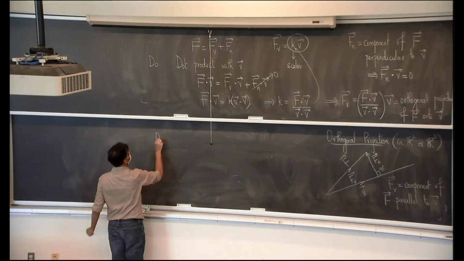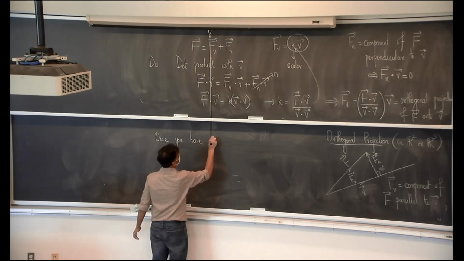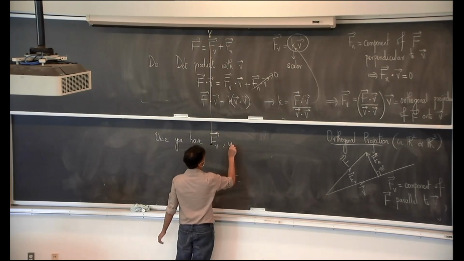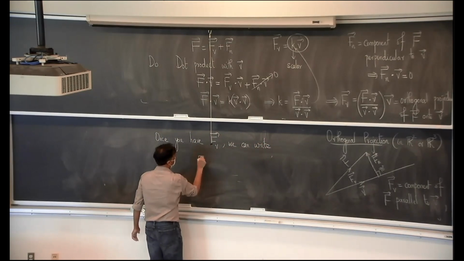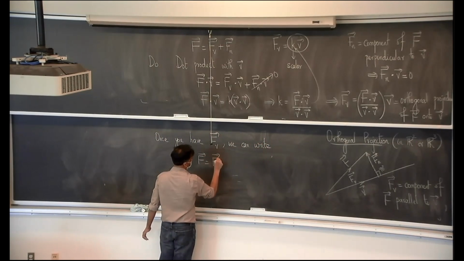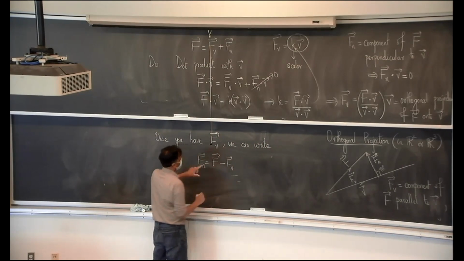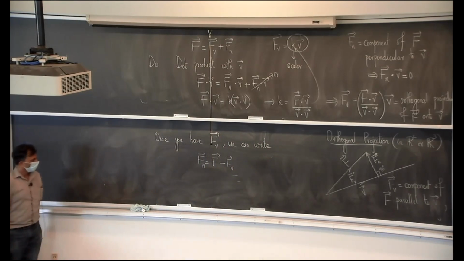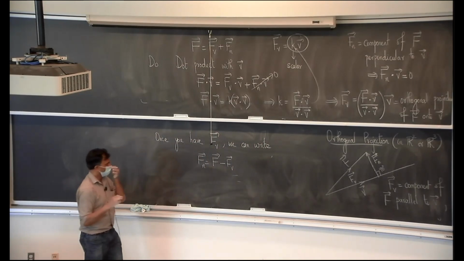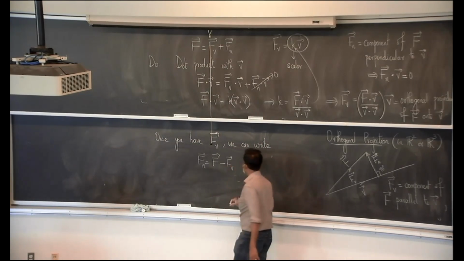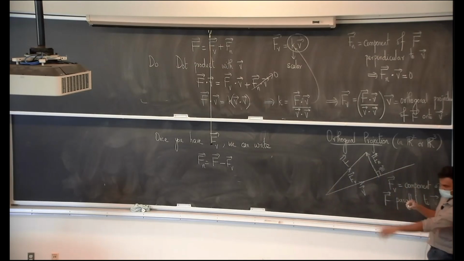So once you have Fv, you can write Fn equal to F minus Fv, because F was the sum of those two, and that will give you the second component, which is perpendicular to V. Okay, so that part is pretty easy. So now we have got both the components, one which is parallel to V, the other one which is perpendicular to V. Okay.